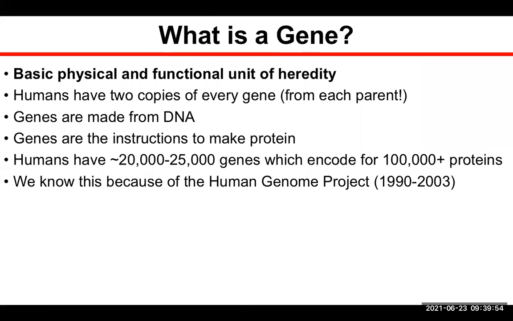So what is a gene exactly? A gene is the basic physical and functional unit of heredity. This is the information that we pass off to our offspring, but we also inherit it from our parents. For every gene that we have in our cells, there are two copies, and we get each one from our parents. Genes, of course, are made out of DNA, and these are the instructions to make a protein. Humans have approximately 20,000 to 25,000 genes, which end up encoding for over 100,000 proteins.